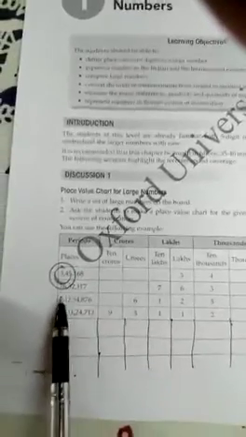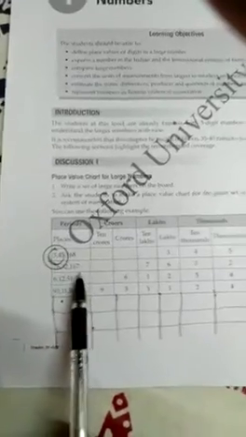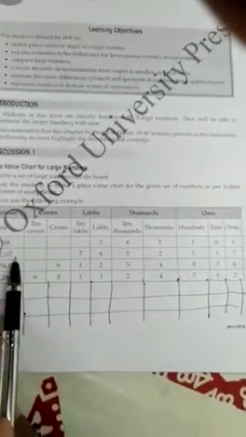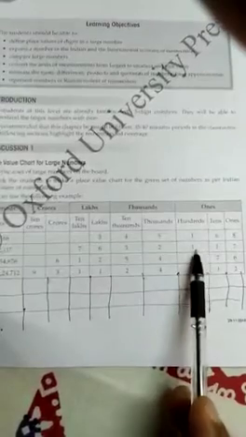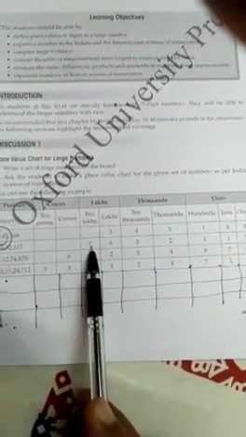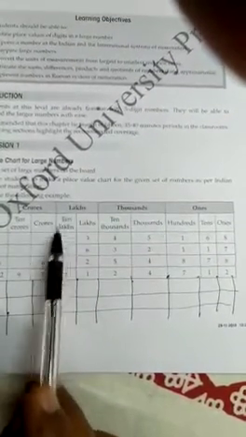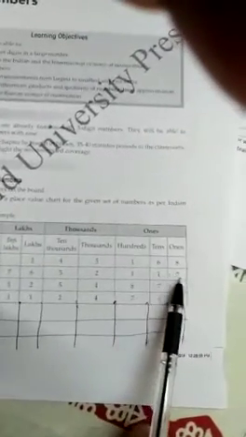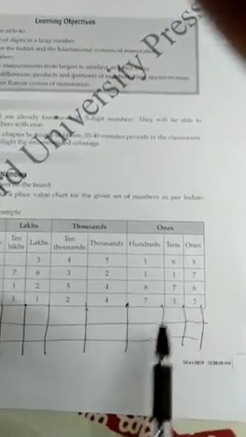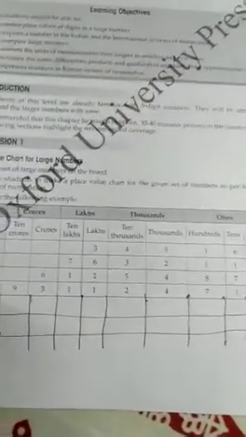Now take the second number. This is 7,632,117. Again, we'll keep the first digit here, second here, third here, fourth here, fifth here, sixth, and then seventh. So now this number becomes 76,32,117. This way we can write many numbers, and whatever number is written, we can read it easily.